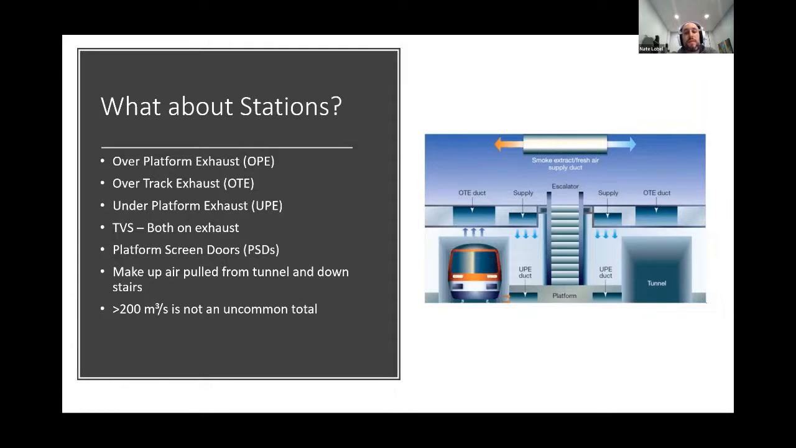There's also significant restriction on any actual material down there that can burn. If you have a fire at platform level in a train station, it's either going to be the train or something somebody brought in. Yeah. There's not much else there. Yeah. All right. Thank you.